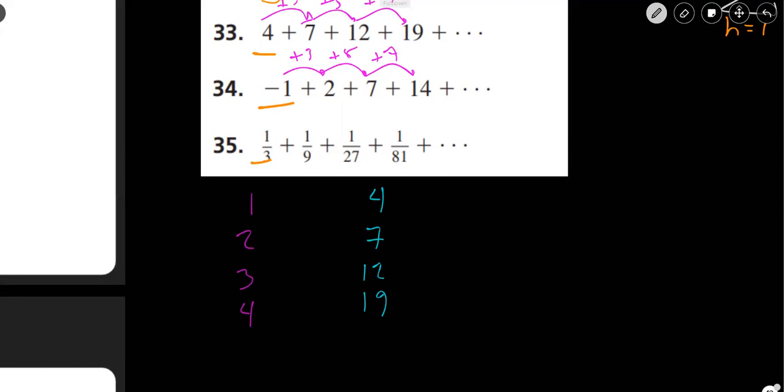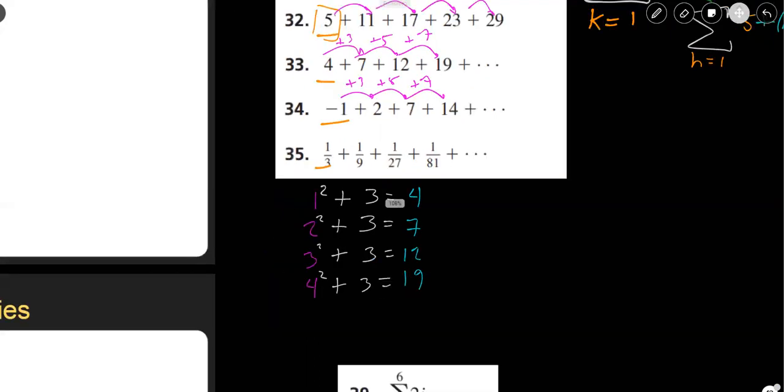So let's think about maybe squaring. Let's think about exponents. 1 squared is going to equal 1, and if I add 3 to 1, I get 4. 2 squared is going to equal 4, and if I add 3 to that, I get 7. 3 squared is 9, I add 3 to that, I get 12. And 4 squared is 16, and if I add 3 to that, I get 19. So I've got a set pattern. It looks like it's a little bit more complex than usual, but it works.